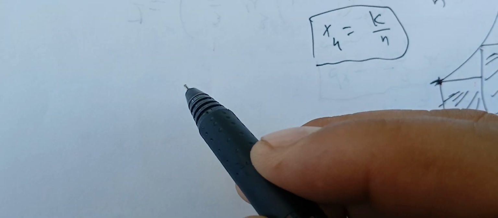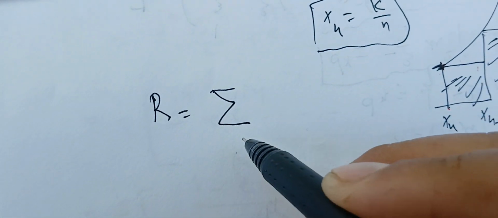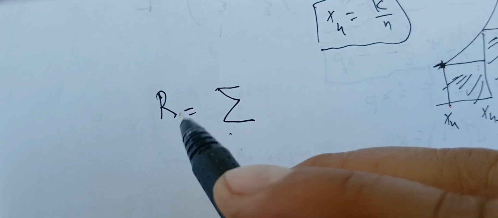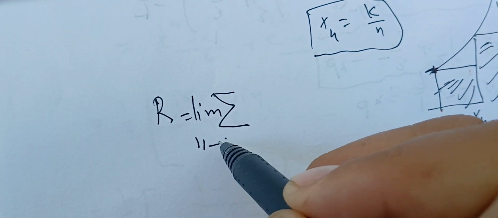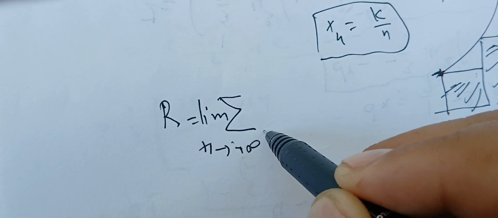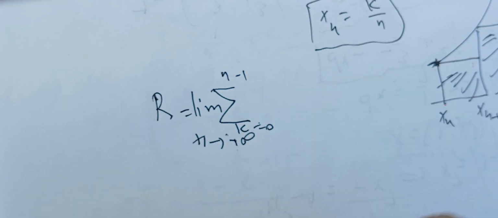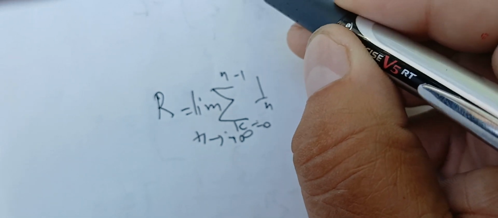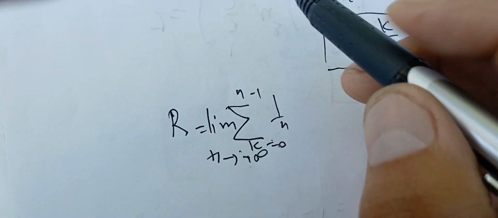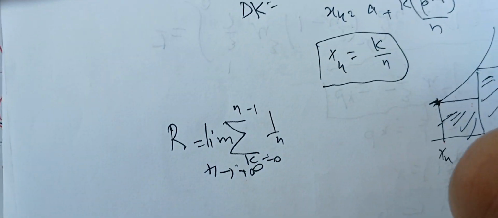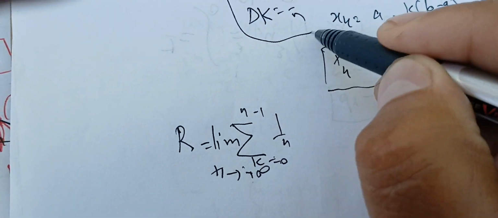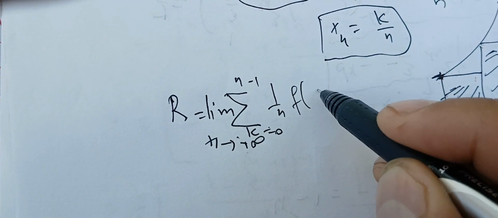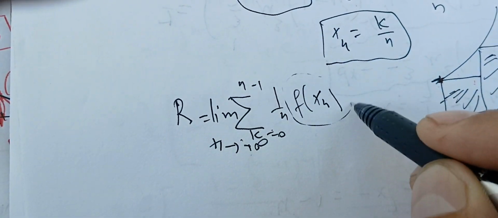Okay, so how can we express this one? Let's call this sum R, and the sum is defined as the limit as n goes to infinity, for k between 0 and n minus 1, of 1 over n, which is delta x. How many subdivisions do we have? We have n divisions, and we are taking 1 over n, times f of x_k.